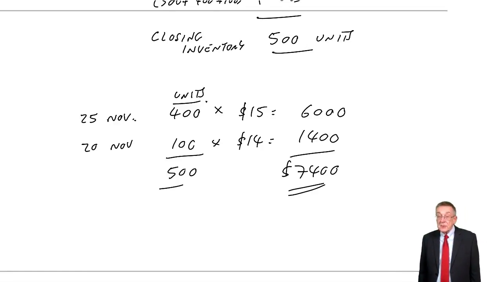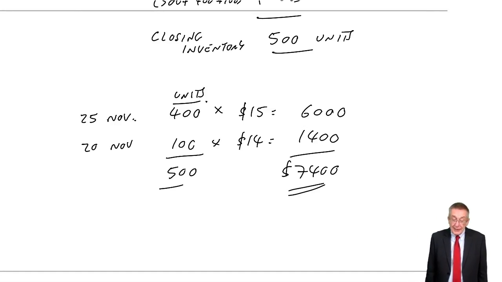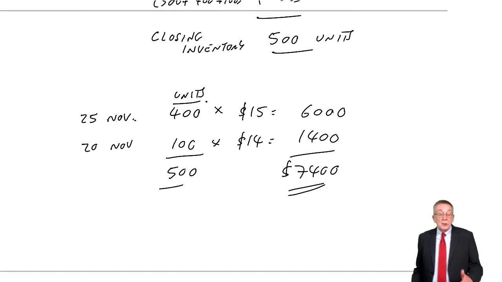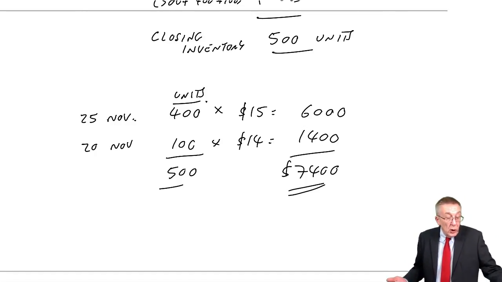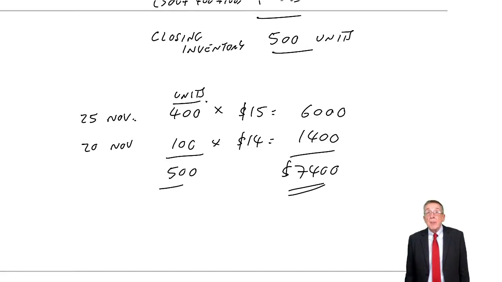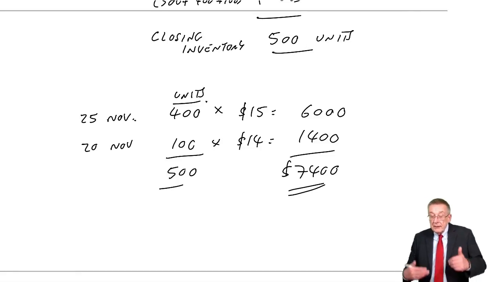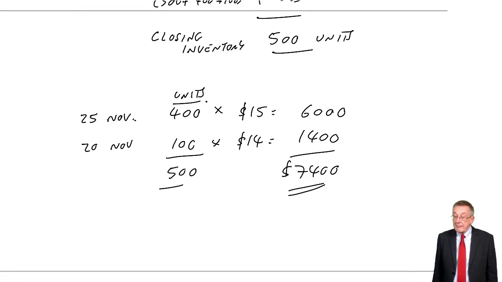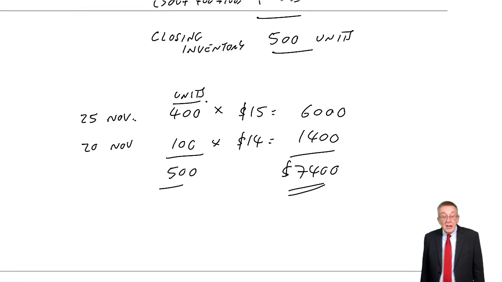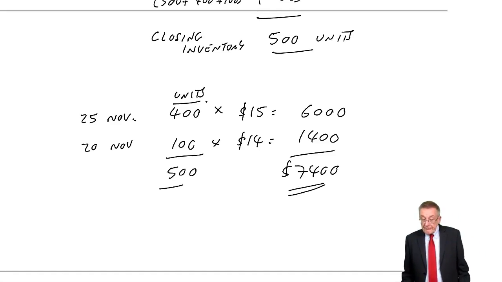So first in, first out. I think nice and easy. I mean, as always, be careful. If you'd only had 200 left in inventory, fine, they would all have been bought on the 20th of November, because it was 500, 400 on the 25th, the rest on the 20th. All right, that's first in, first out.